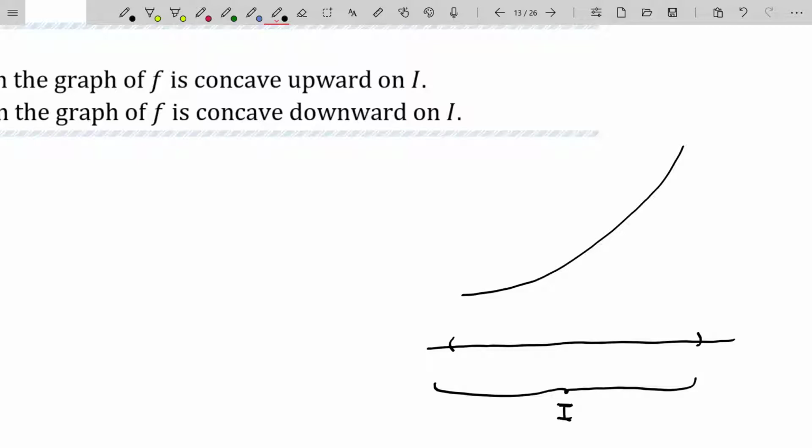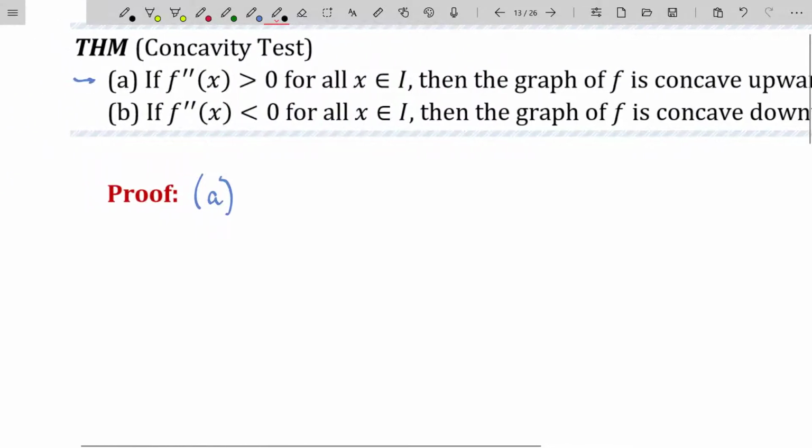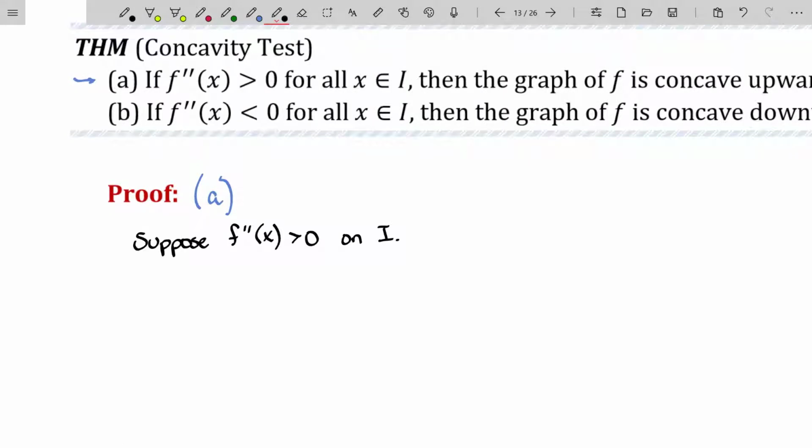So this is how I'm going to start the proof. Now, mind you, I'm not really assuming my curve looks like that. I'm just stating that's a curve and we have an interval. We're going to assume that the second derivative of that curve is positive, and we'll want to show that it must therefore be concave upward, or in other words, that it lies above its tangent lines. So let's write down the assumption. Suppose the second derivative is greater than 0 on our interval.